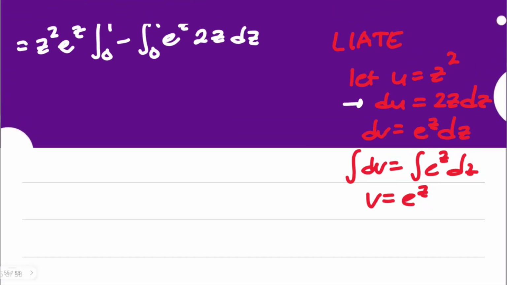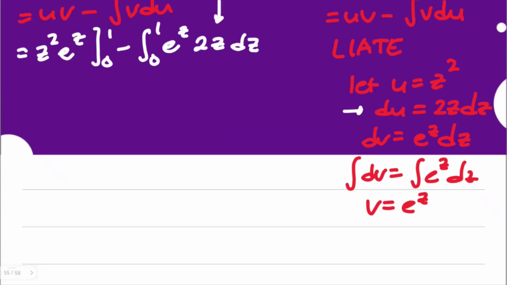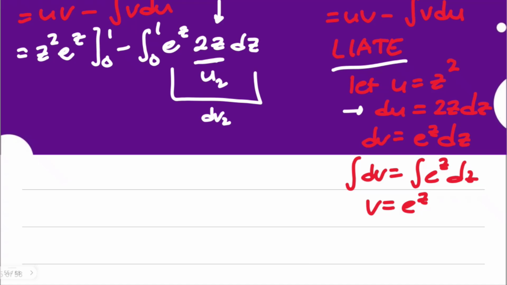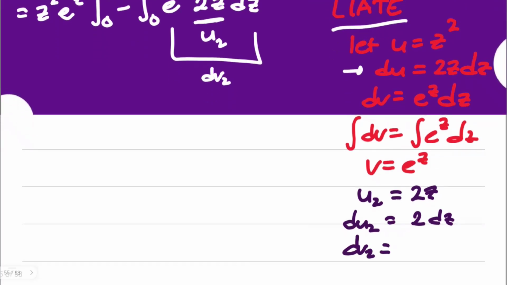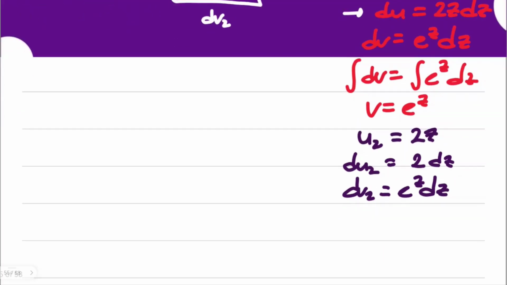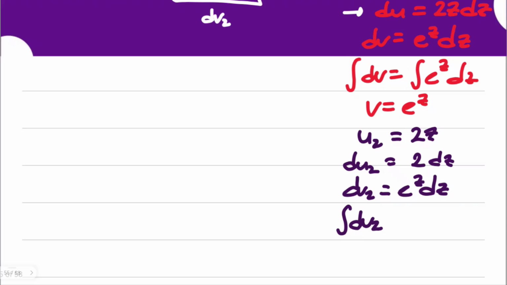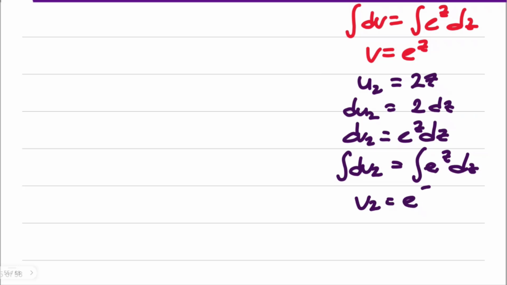So let me have it here. According to this mnemonic, this would be my u sub 2, and this would be my dv sub 2. Pardon all of those notations. If my u sub 2 is 2z, my du sub 2 is 2dz. Now my dv sub 2 is e to the z dz, and by integrating that, v sub 2 is e to the z itself.